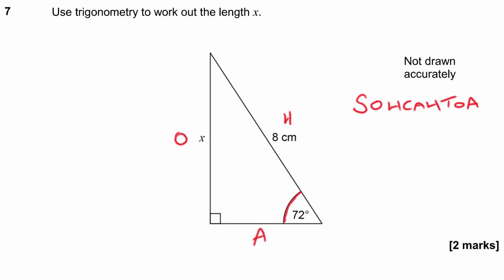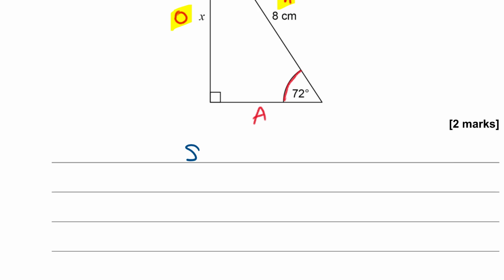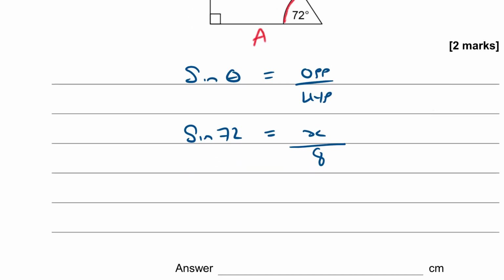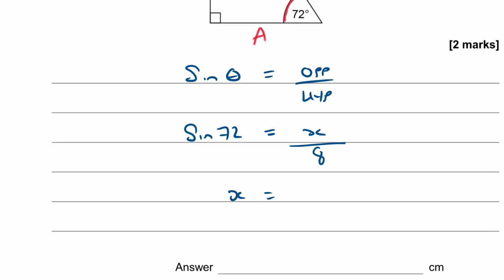Now, which ones am I using? I'm using the hypotenuse and the opposite, so the ratio I'm going to be using is sine. Okay, so the sine of my angle, sine theta, is equal to opposite over hypotenuse, which in this case, my sine 72 is going to be my x over 8. Rearranging for x equals, what we're going to do is move that 8 up there. So x is equal to 8 sine 72.